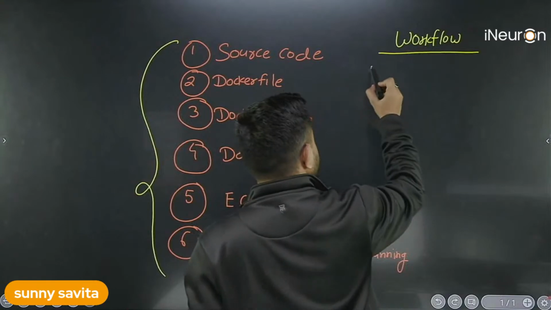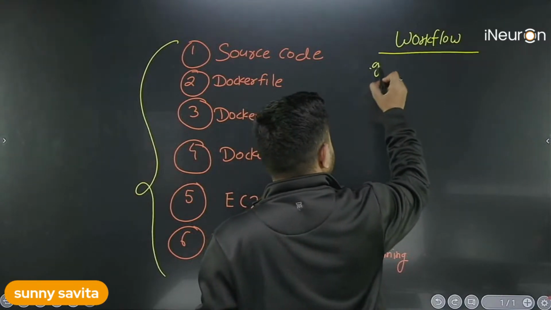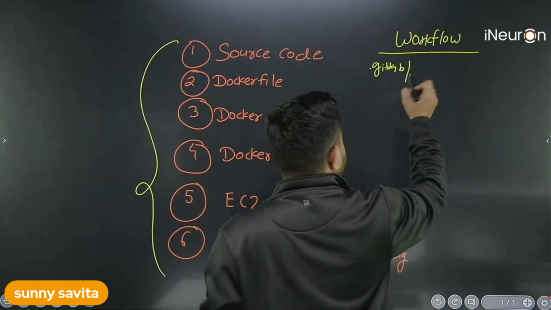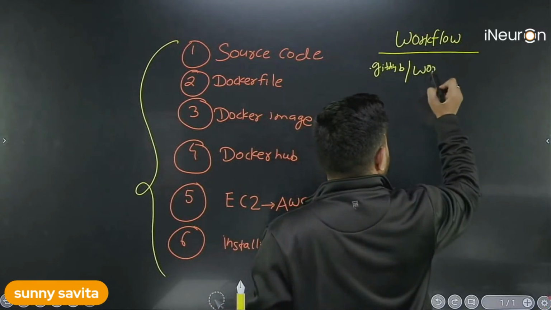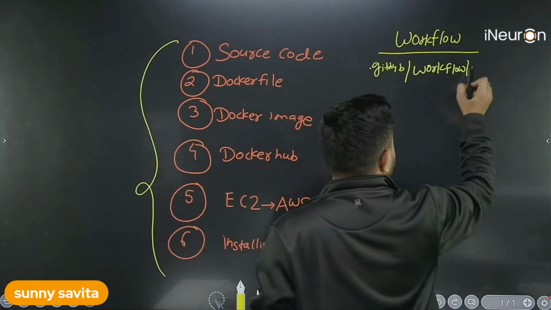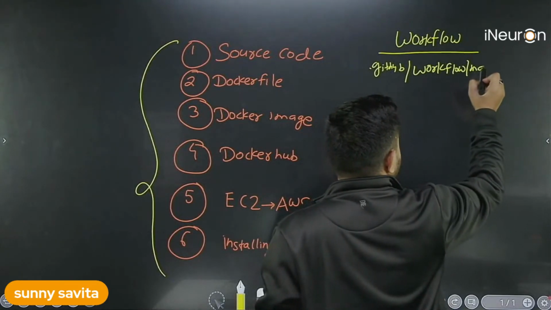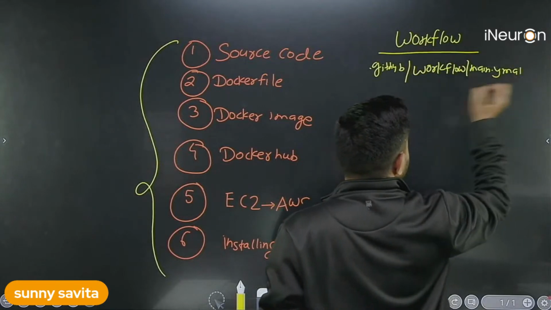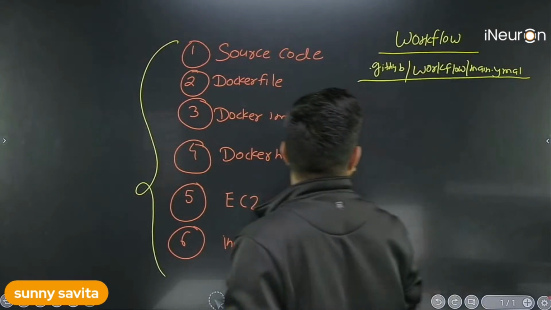I've created a specific folder for it. The folder name is .github/workflows, and here my file name is main.yaml. In this particular file, main.yaml, I'm creating a workflow.